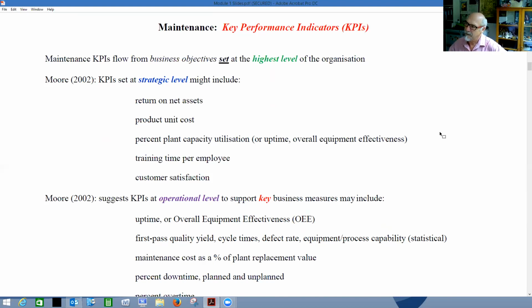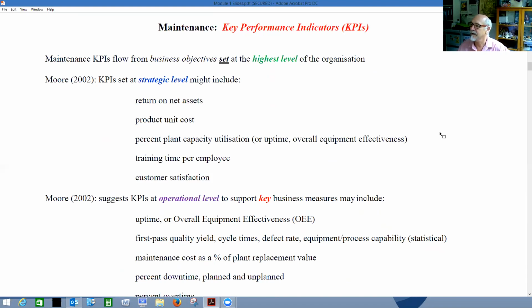So in keeping those business objectives in mind, also strategic objectives, which are for the whole organization, and then come down to your maintenance unit, you're going to have your own strategic objectives. Moore talks about KPIs, the key performance indicators set at strategic level, might include things like return on net assets. Okay, that makes sense. Product unit costs. Percentage plant capacity utilization, or uptime, overall equipment effectiveness. In other words, you've got things there that you're using. It's not something being mothballed or sitting in the corner. You're making sure that things are being used to their capacity. Training time per employee, customer satisfaction.